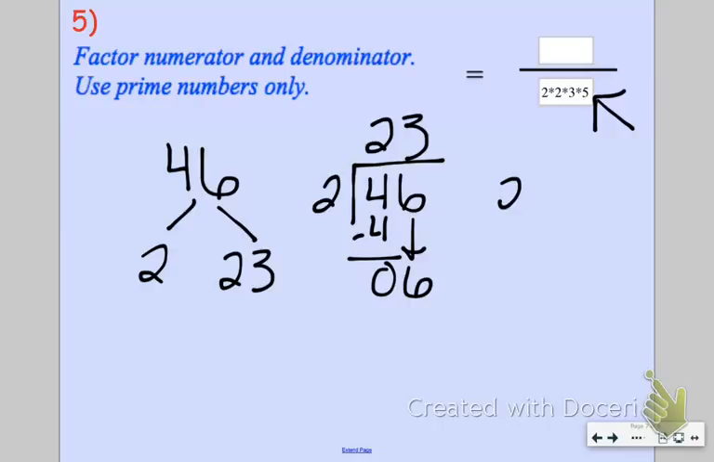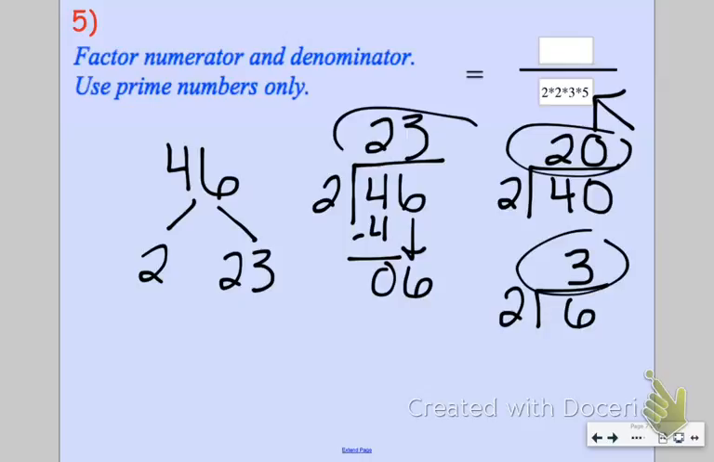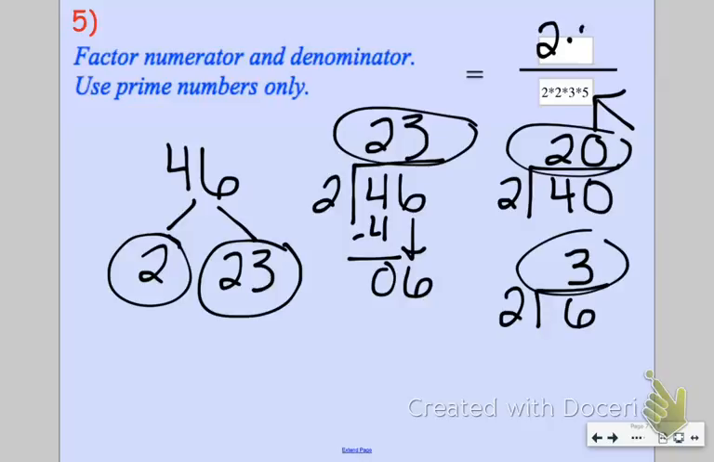You can also think of this as 2 into 40 plus 2 into 6. So 2 into 40, I know that 40 can be divided by 2 to get 20, and 6 can be divided by 2 and get 3, and 20 plus 3 also gives me 23. That's kind of a unique way to think of it there. So I know that 2 is prime, 23 is also prime, so now I am going to put these up in the numerator here, so 2 times 23.